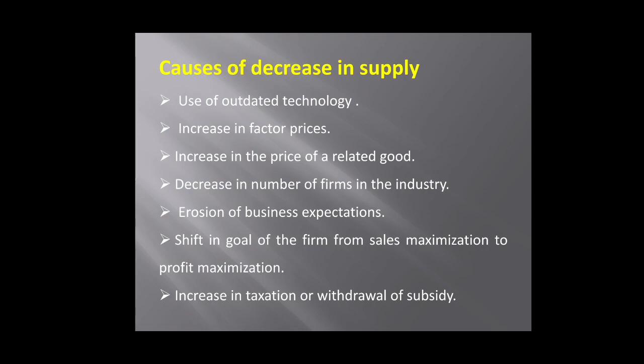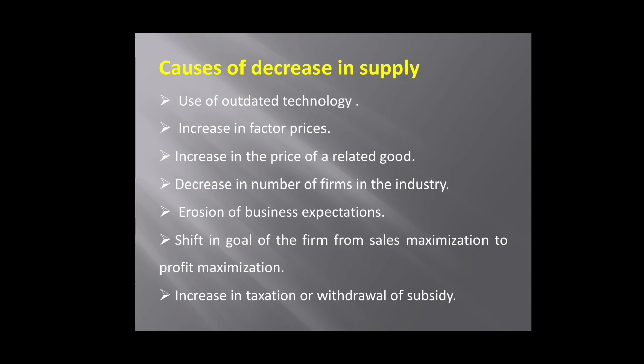Dear students, a leftward or backward shift in the supply curve is also caused by an increase in the price of related goods. If the price of a competing good increases, it means that the product in consideration is now less profitable compared to its related good. Under this situation, less of the product in consideration may be produced and supplied even at the same price.